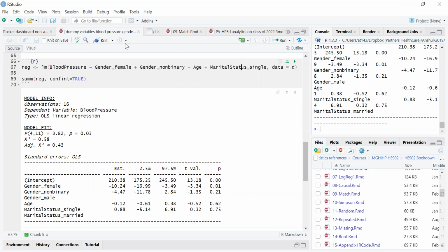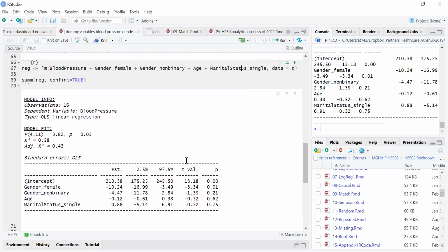Okay, let's start to look at our result. So our intercept is 210. Our female coefficient estimate is negative 10.24. Our gender non-binary is negative 4.47. Age is negative 0.12. Marital status single is 0.88. It looks like I did not run it again after modifying it, but those numbers will be the same. And now let's pretend I want to include male. So I'm going to put in male, leave out female.